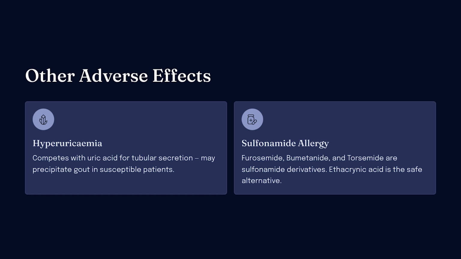First is hyperuricemia. Loop diuretics compete with uric acid for tubular secretion, reducing uric acid excretion and increasing its concentration in the blood. As a result, they may precipitate gout in susceptible patients, particularly those with a previous history of gout. Another important consideration is sulfonamide allergy. Furosemide, bumetanide, and torsemide are sulfonamide derivatives and may cause allergic reactions in susceptible individuals. In such patients, ethacrynic acid is the preferred alternative because it is not a sulfonamide.